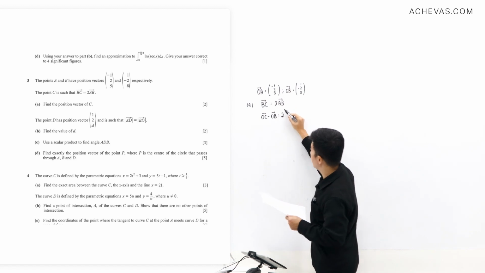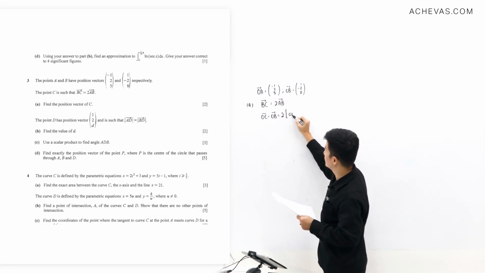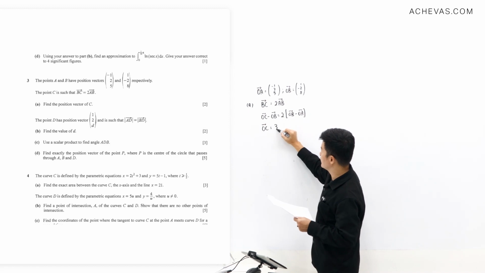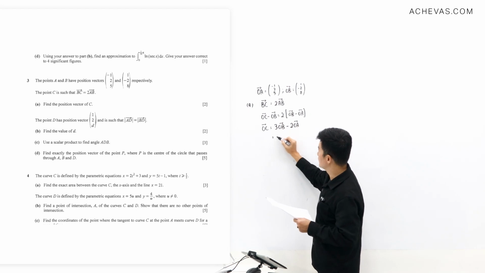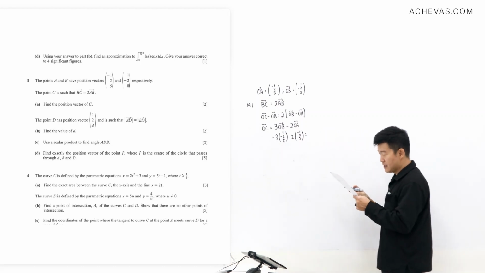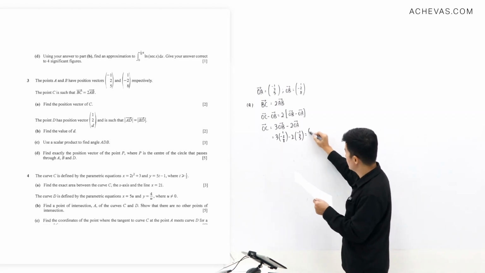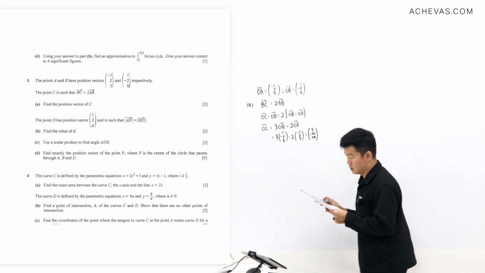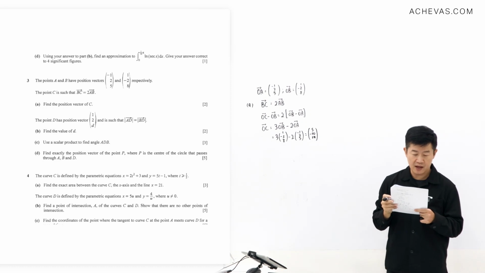It's going to be equal to 2 times AB, and AB is going to be vector OB minus OA. So OC is going to be equal to, moving this over, 3OB minus 2OA. So it's going to be 3 times OB, (1, 2, 8), minus 2 times OA, (1, 2, 5). So this OC is going to be equal to (5, 10, 14). Okay, this is for 3A.